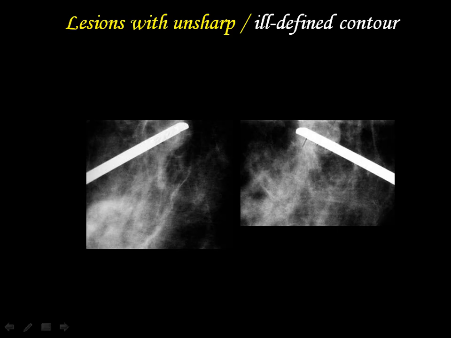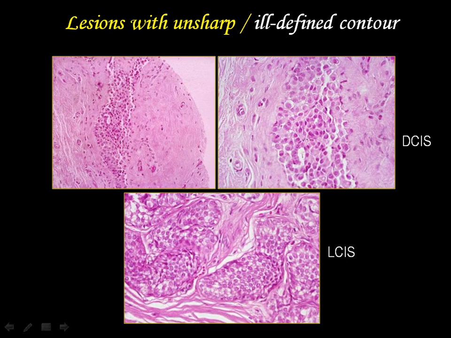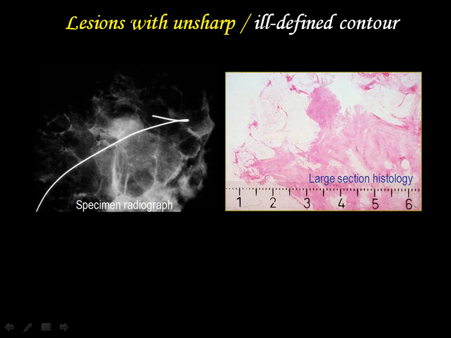14-gauge core biopsy can be performed either by using stereotactic guidance or ultrasound guidance. Obviously, ultrasound-guided core biopsy is much easier. And then the pathologist says, yes, indeed, we are looking at a fibroadenoma within which both in situ ductal and in situ lobular carcinoma can be seen. So then we refer the patient to surgical biopsy.